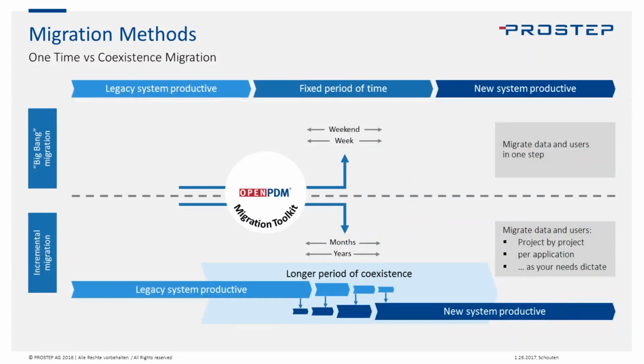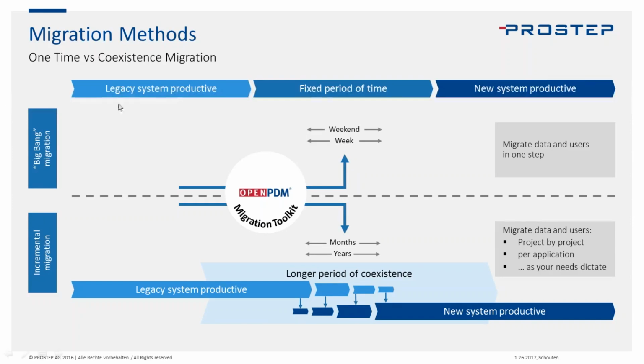And so there's two types of methods that we use, and these are kind of in combination. There's an ETL and transactional, and that's a technical strategy, and then there's a method, and we call this a one-time or a coexistence migration.